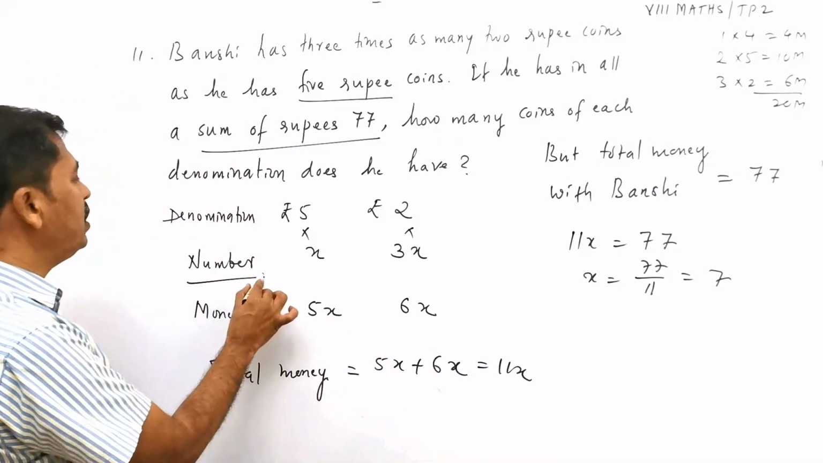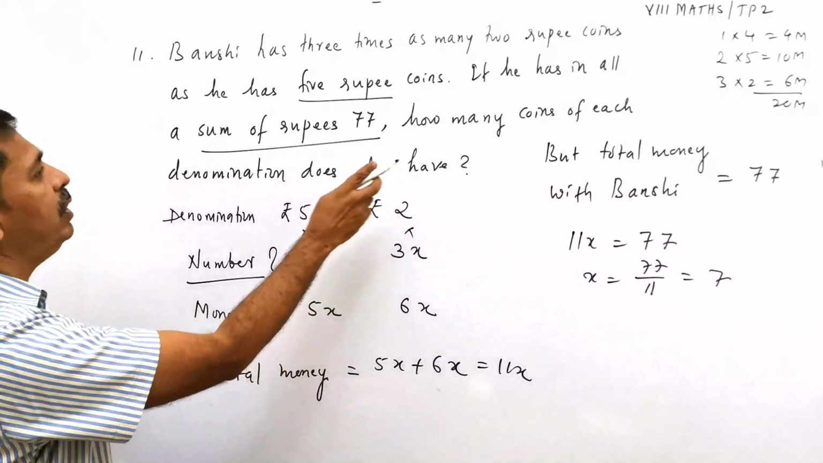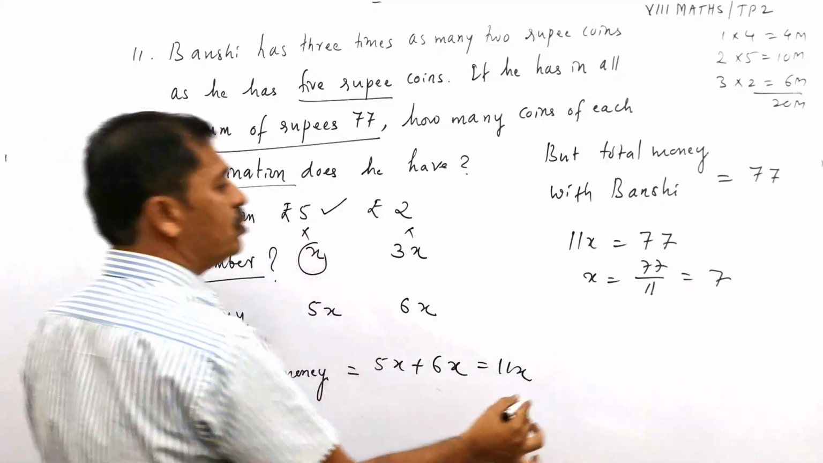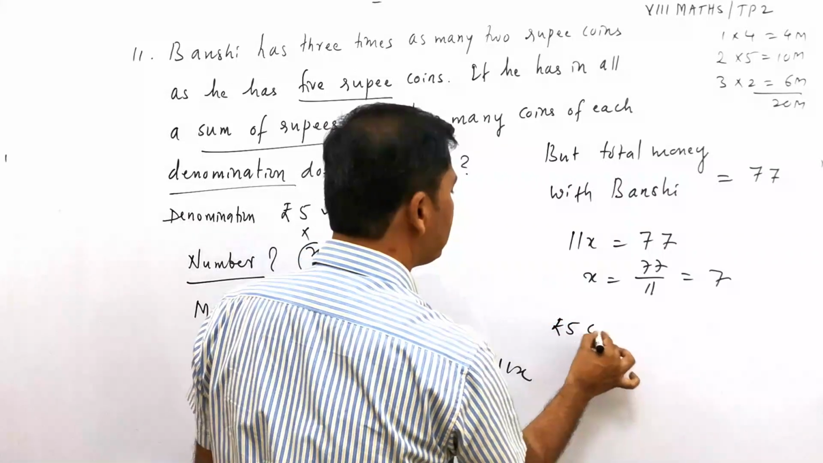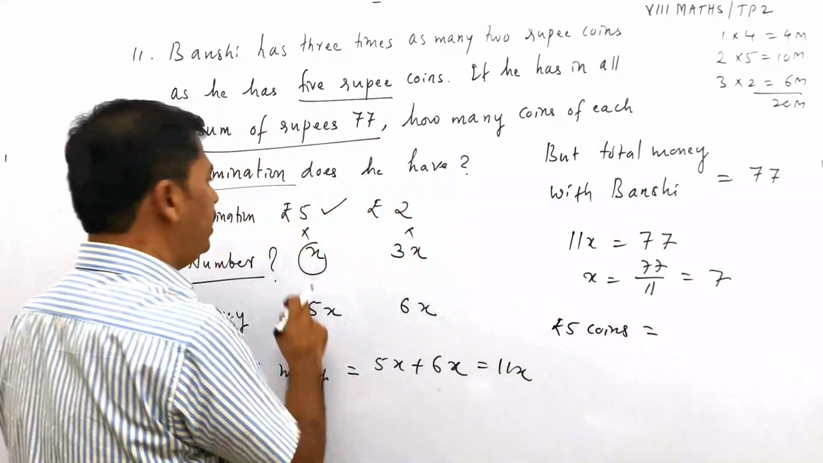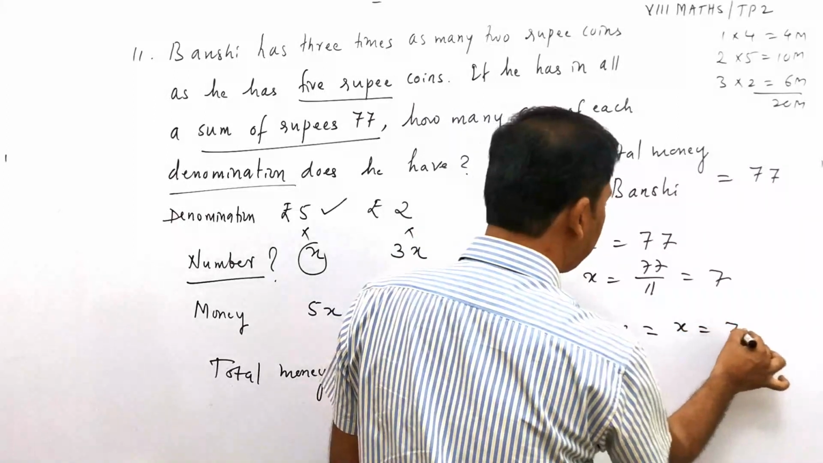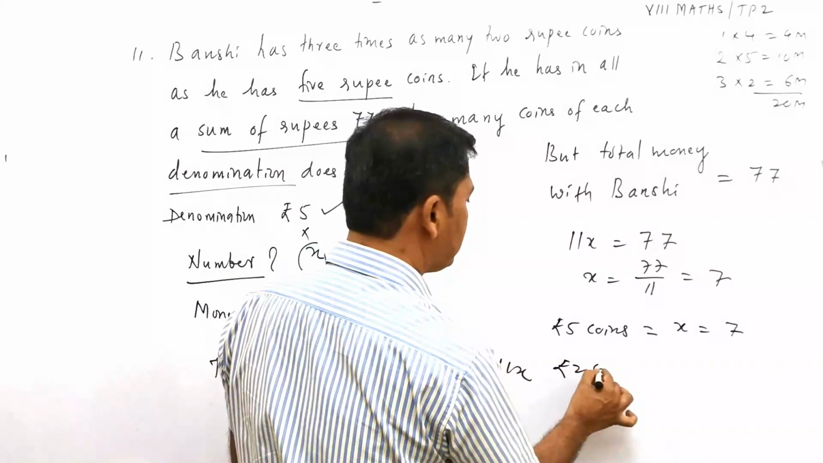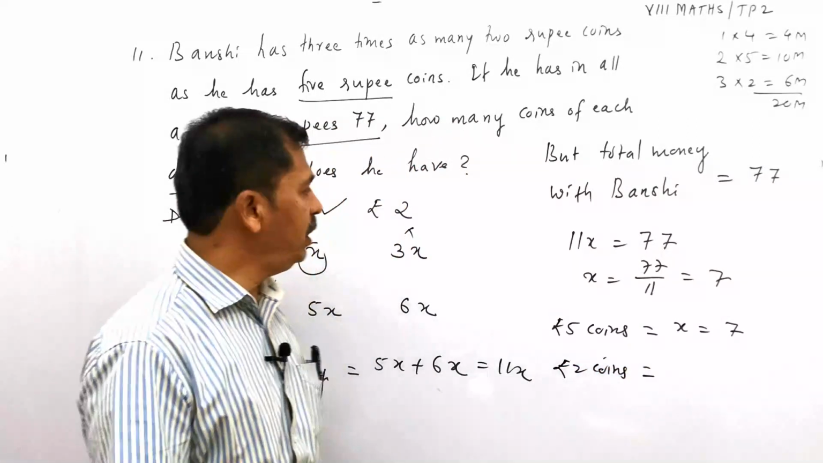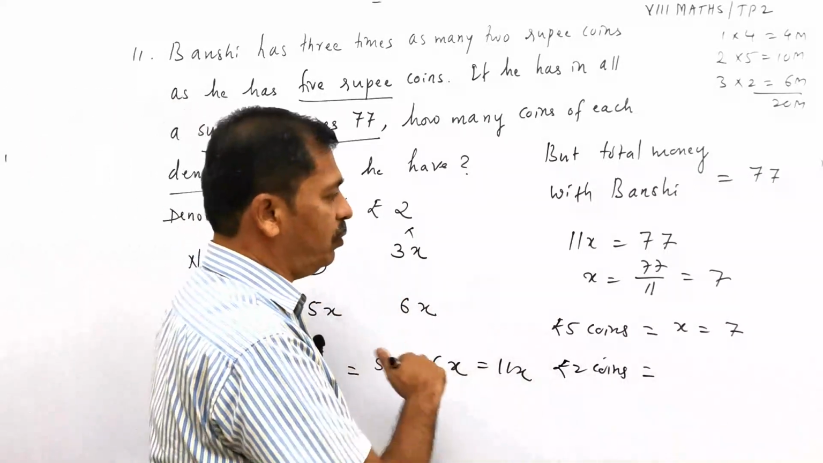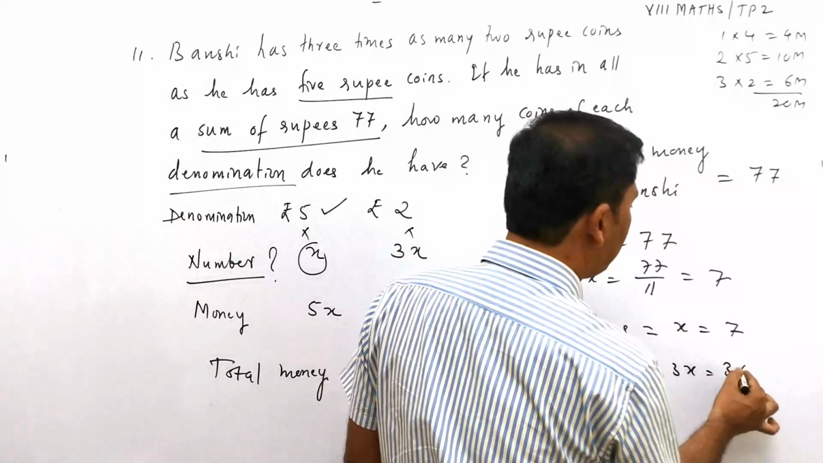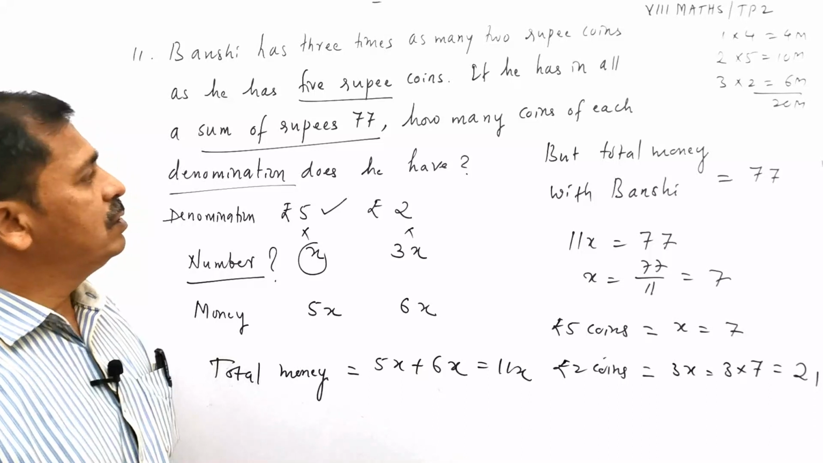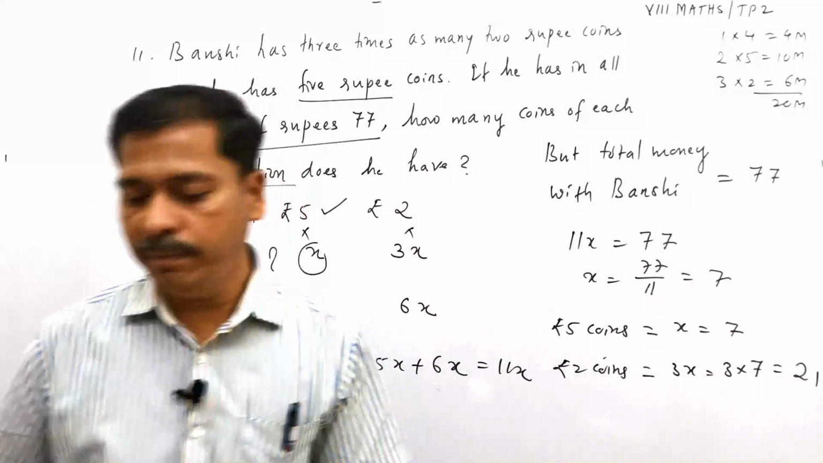So how many? This number is to be calculated, no? How many coins of each denomination does he have? 5 rupee coins is equal to x, so that is equal to 7. And then for the 2 rupee coins, the number I am writing: 3 times that of 5 rupee coins, so 3x, so 3 into 7. So this is equal to 21. Is it clear? So this completes the solution for this example.